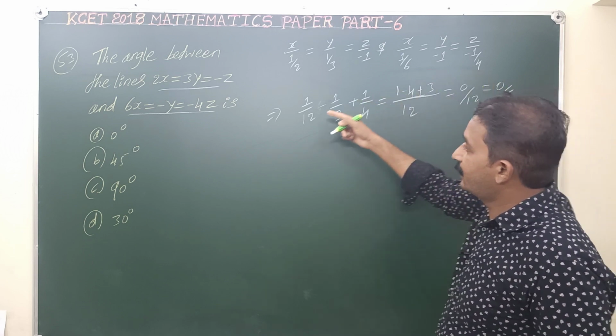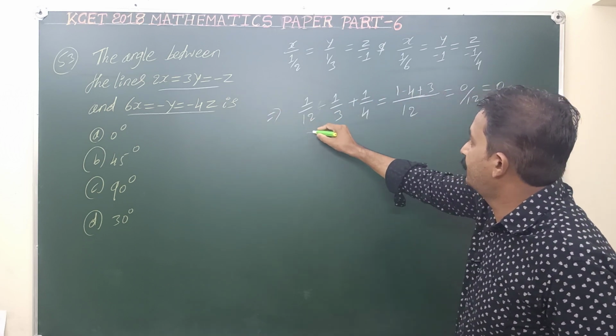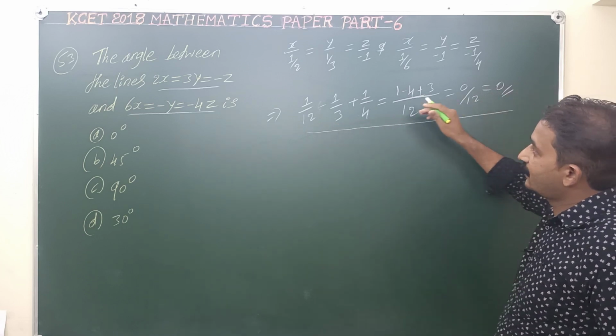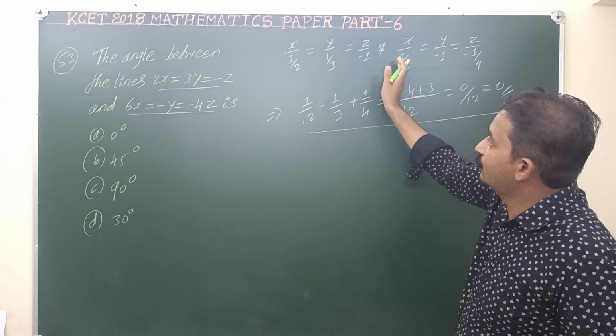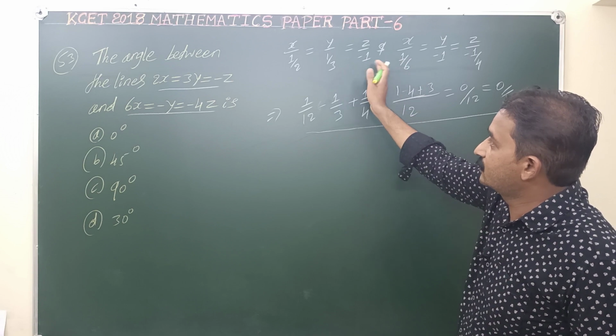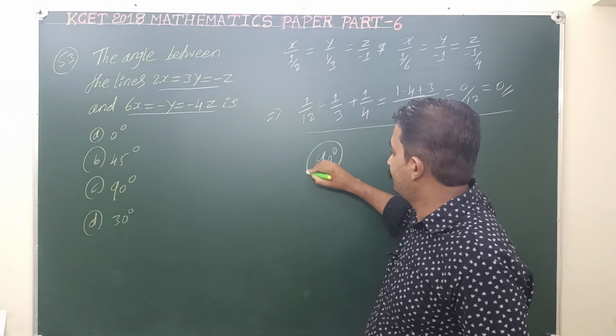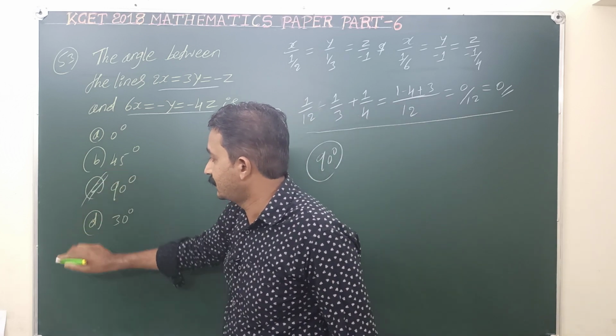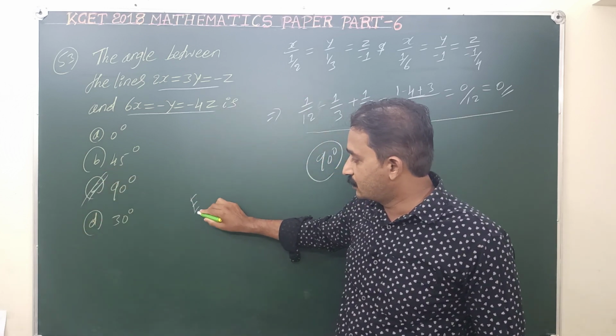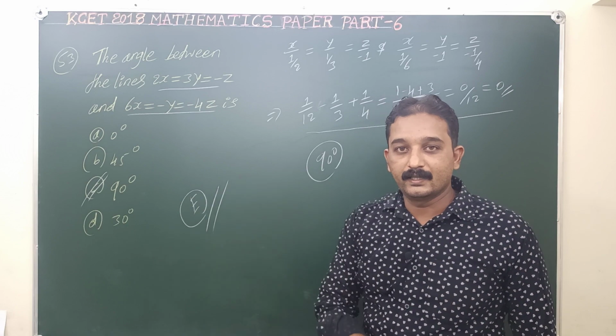So these two lines are perpendicular, because the sum of the product of direction ratios of these two lines L1 and L2 is 0, hence the angle between them is 90 degree. Option C is correct. So, easy question, all the students solve this question easily. Take down.